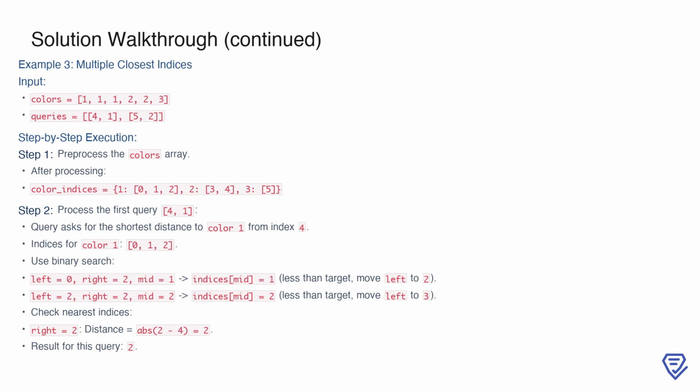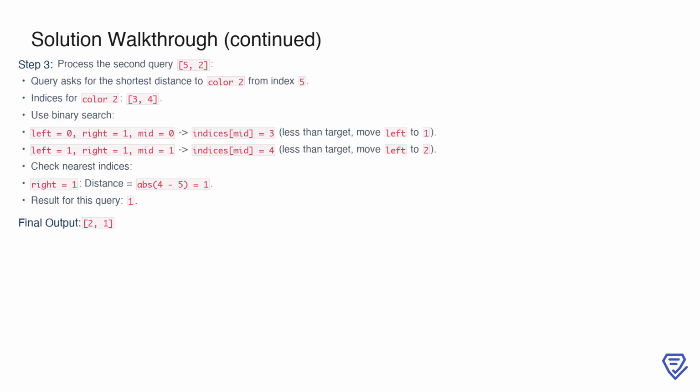Using binary search, we start with left equals 0 and right equals 2. The midpoint is mid equals 1, where indices[mid] equals 1. Since this value is less than the target index 4, we move left to 2. Now, with left equals 2 and right equals 2, the midpoint is mid equals 2, where indices[mid] equals 2. Again, this is less than the target, so we move left to 3. At this point, we check the nearest index on the right, which is indices[2] equals 2. The distance is abs(2 - 4) equals 2. So, the result for this query is 2.